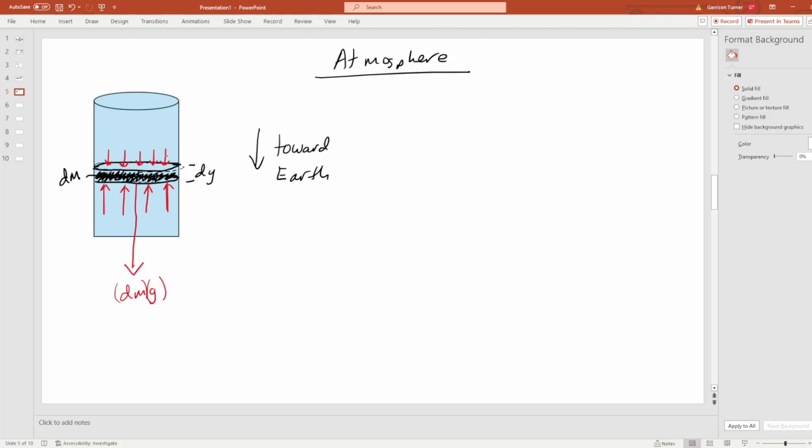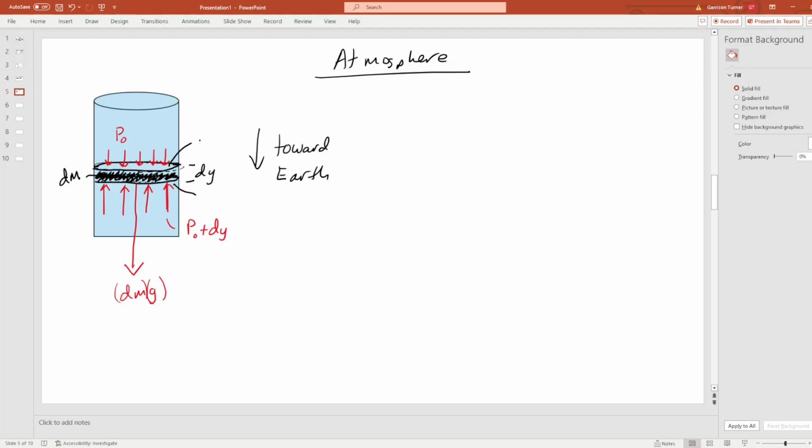And so the whole point is that if this piece of mass is in equilibrium, then the forces should all balance. Okay? So here at the top, we're going to call this our pressure naught. And at the bottom, we're going to call this pressure naught plus dy. Okay? And so we can now apply Newton's second law.